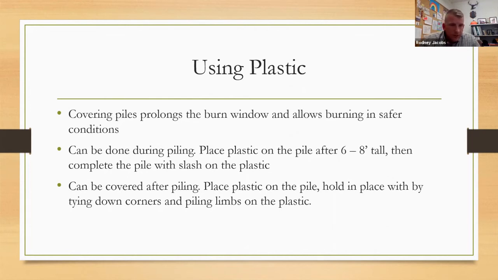So you can put the plastic in during the construction of the pile. Basically, if a machine out there is piling, you'll build 6 to 8 feet tall. This is maintaining your access. Put a piece of plastic on top, and then have the machine put more slash on top of it. If you don't have access to a machine, you can definitely do it afterwards, and we'll have a picture of that coming up. Basically, you just drag the piece of plastic over the top and cover as much of the pile as you can, being careful when climbing on top of the pile. You need to be careful with that.